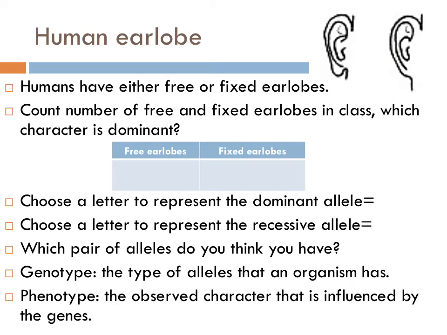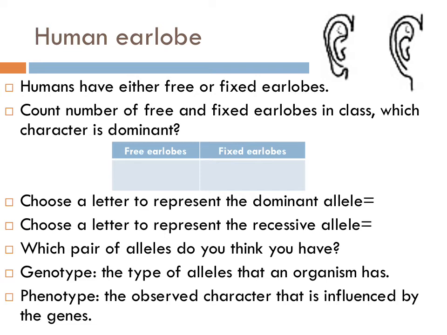We're going to study two words. The word genotype is the type of alleles that an organism has. So maybe I have two alleles that are dominant, so my genotype is going to be a capital E and a capital E. Maybe I have a recessive characteristic, so my two alleles are going to be small e, small e. So this is the genotype, the type of alleles that an organism has.